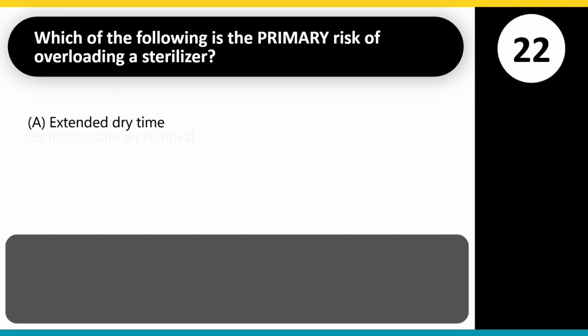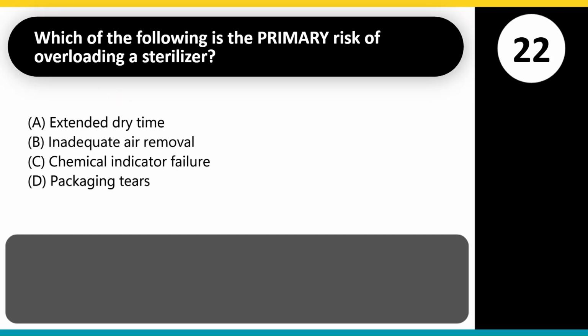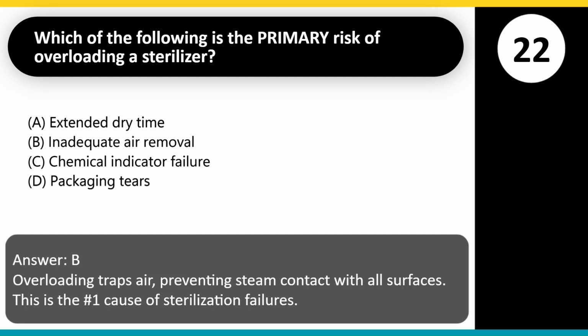Which of the following is the primary risk of overloading a sterilizer? A. Extended dry time. B. Inadequate air removal. C. Chemical indicator failure. D. Packaging tears. Answer, B. Overloading traps air, preventing steam contact with all surfaces. This is the #1 cause of sterilization failures.